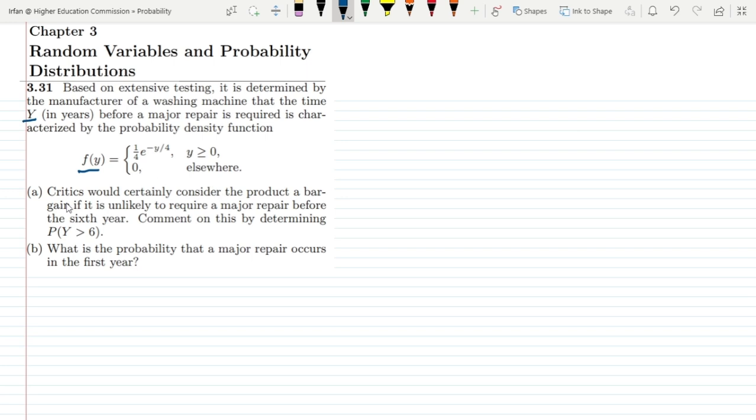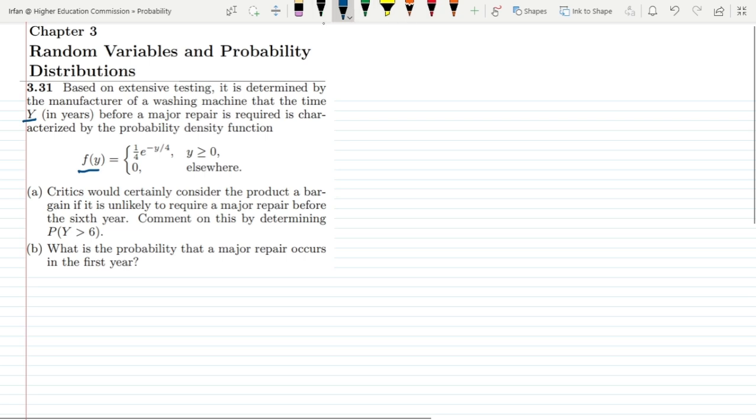Okay, so what do I have to find out? On the basis of this probability density function, I have to find the answer of two parts, and the first part is a. Critics would certainly consider the product a bargain if it is unlikely to require a major repair before the 6th year. Comment on this by determining the probability of y greater than 6. So I have to find the probability that a major repair will be required after the 6th year.